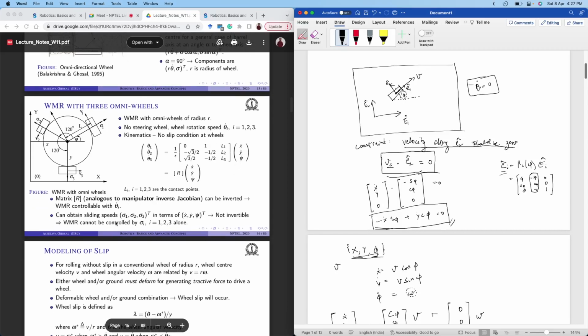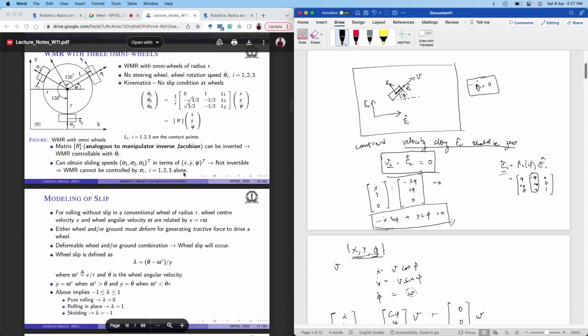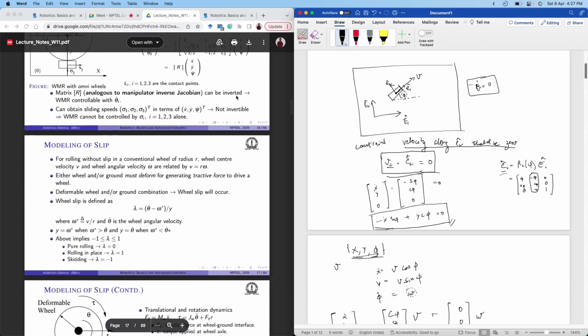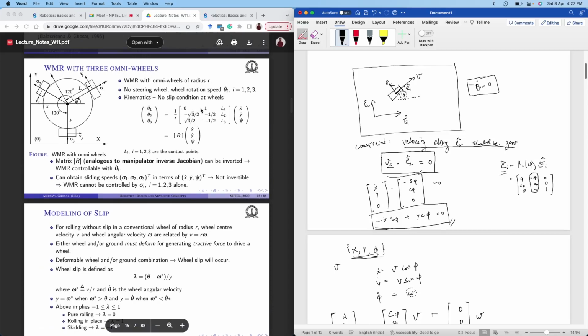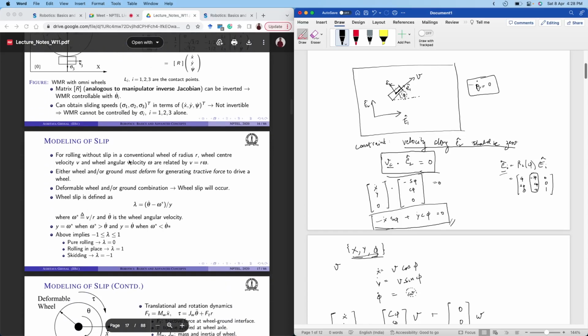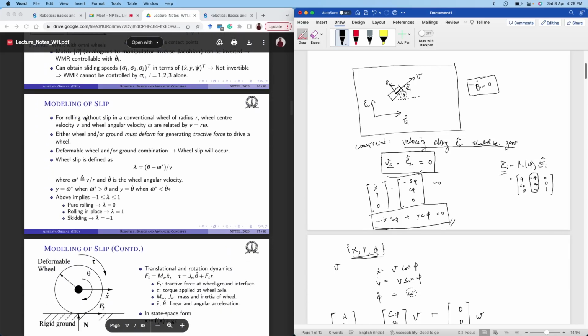So yeah, again, this is analogous to the manipulator inverse Jacobian, right? Because for manipulators also, the Jacobian relates the end effector velocities to the joint velocities. And if this can be inverted, it means that the WMR can be controlled using these particular variables. Okay, and then there is the discussion about modeling of slip.